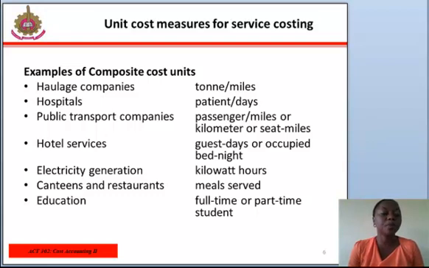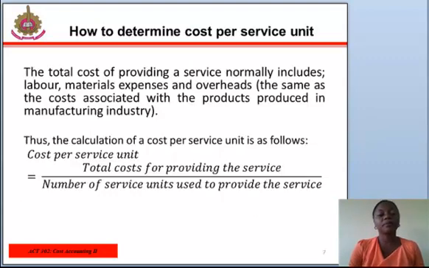One, we have haulage companies, their unit cost measure for their service is ton per mile. Then for hospitals, we have patients per day. The next one is public transport companies. We have passenger per mile or kilometer or seats per mile. Then we have hotel services. We have guests per day or occupied bed night. For electricity generation, we have kilowatt hours. For canteens and restaurants, we have meals served. Then lastly, for education, we have full-time or part-time students.